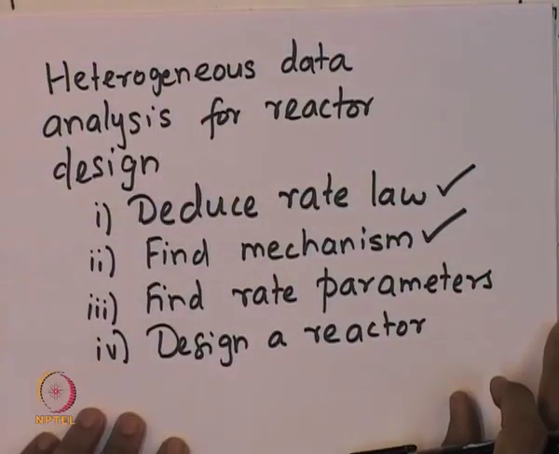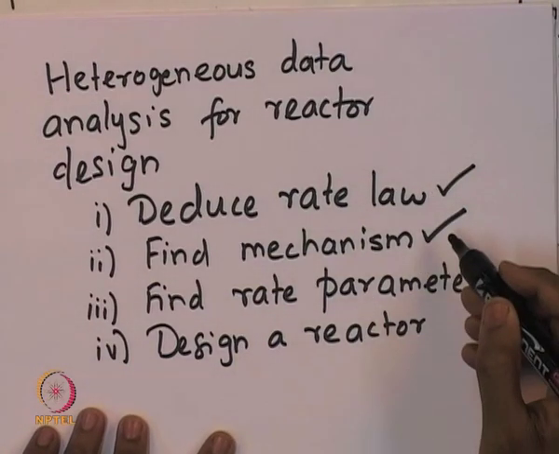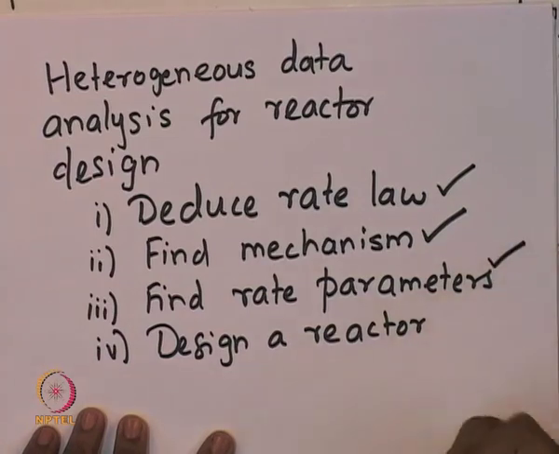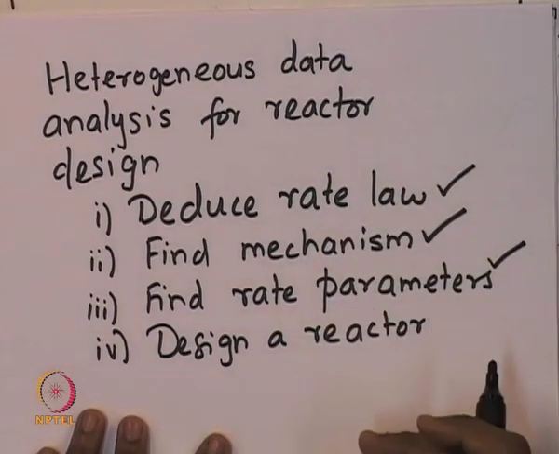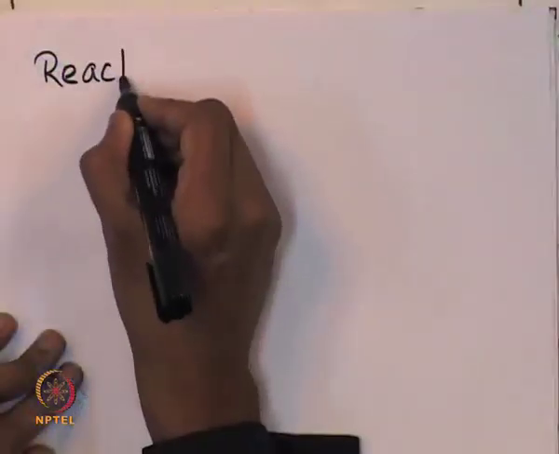So, let us get back to the algorithm of designing a reactor. We looked at the rate law, we looked at the mechanism, and by using regression analysis, we found out the rate parameters, that is, the parameters involved in the rate law. So, the next step is to design a reactor. Let us consider a tubular reactor filled with catalyst. So, we get into the reactor design.